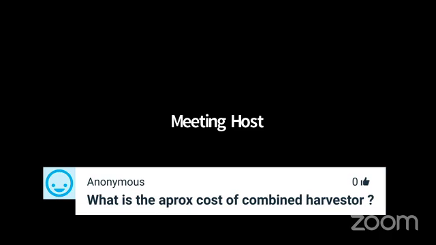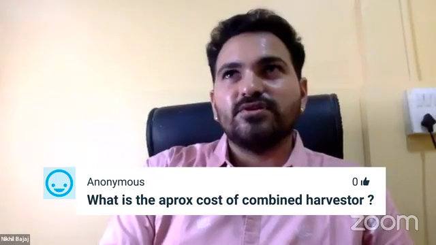If somebody wanted to purchase a combine harvester, like an imported machine, what would be the approximate cost for it? The approximate cost for a combine harvester goes around 15 to 20 lakhs, but it depends on the duty applied for importing. It depends on which country we are importing from. If we import from a country with whom we have a friendly tie-up, maybe it can be freely importable as well.